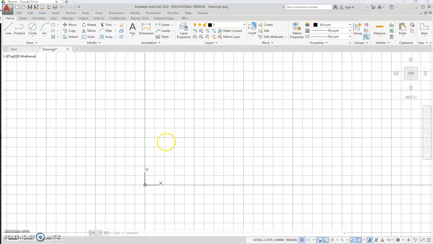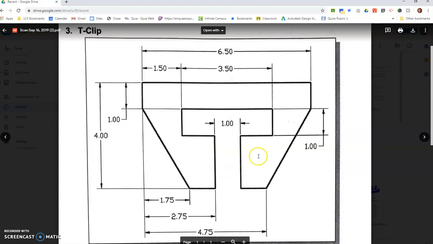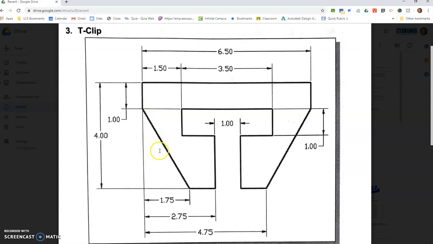Morning. We're going to start the TClip design. The TClip, you should have a drawing that looks like this. For this problem, we've got some basic math to figure out. We've got a couple of lines here that we don't know the length, we don't know the angle, but we do have the two legs that were given for that triangle.